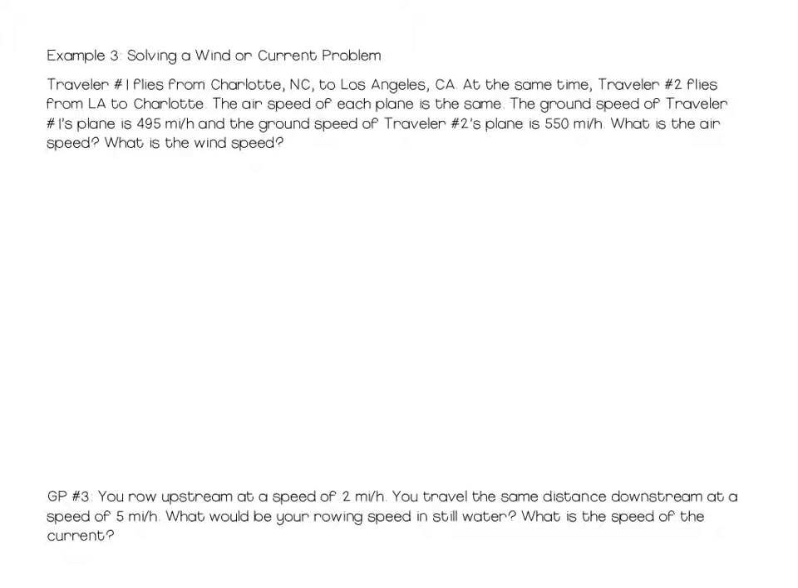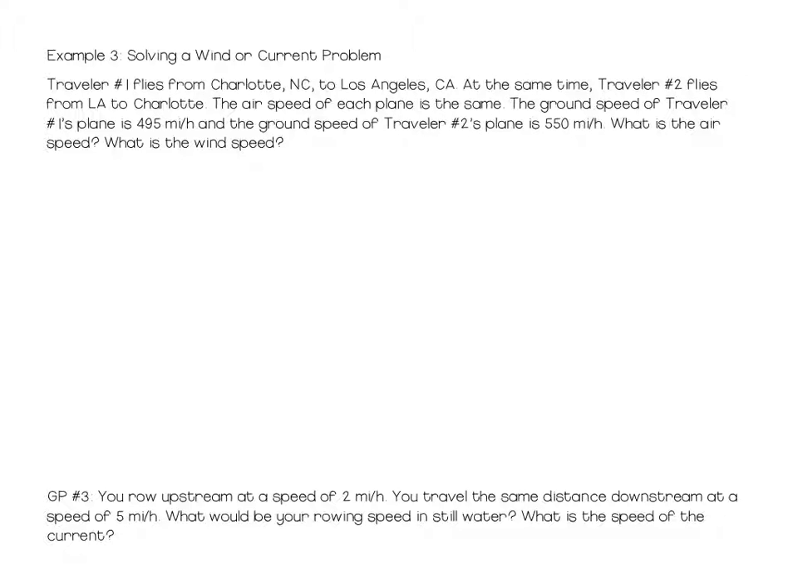All right, example 3. Solving a wind or current problem. Traveler 1 flies from Charlotte to Los Angeles. At the same time, Traveler 2 flies from Los Angeles to Charlotte. The airspeed of each plane is the same. The ground speed of Traveler 1's plane is 495 miles per hour, and the ground speed of Traveler 2's plane is 550. What is the airspeed and what is the wind speed?